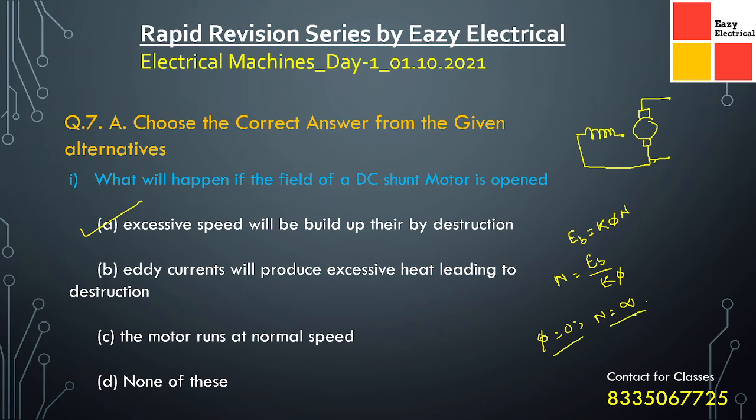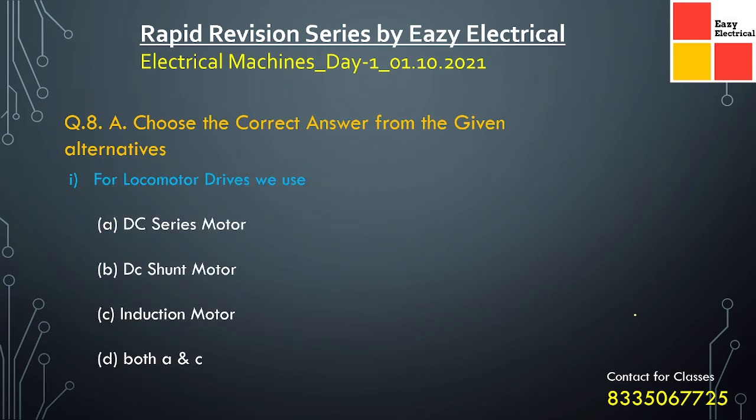Now coming to the next question. For locomotive drives, we use basically DC series motor, DC shunt motor, induction motor, or both. One of the mistakes that students make is that just by seeing the DC series motor, they will take it and go. But in locomotive drives, we use both the DC series motor as well as the induction motor. Nowadays, induction motors are also used. So the answer will be both A and C.